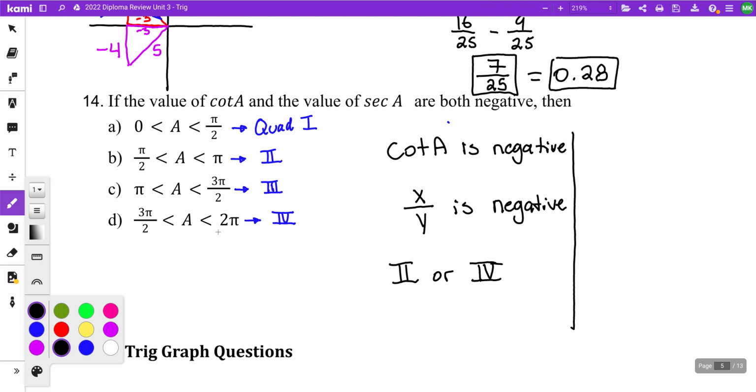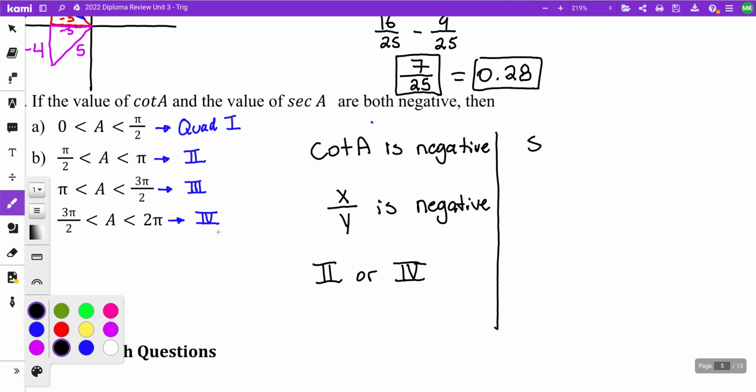We agree? Second piece of information they gave us. They said secant of A is negative. Well, secant is the reciprocal of cos. Cos is x. They're saying 1 over x is negative.